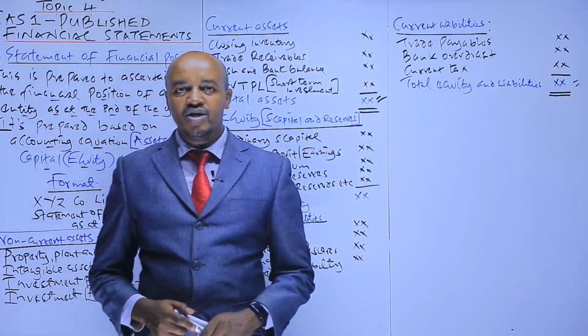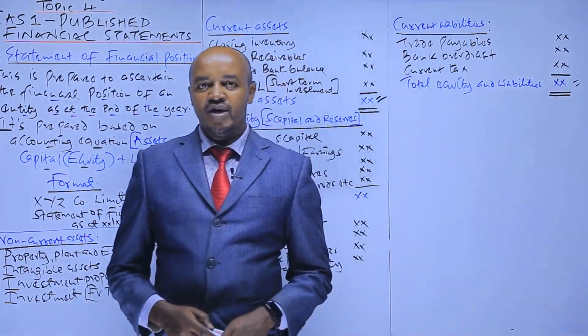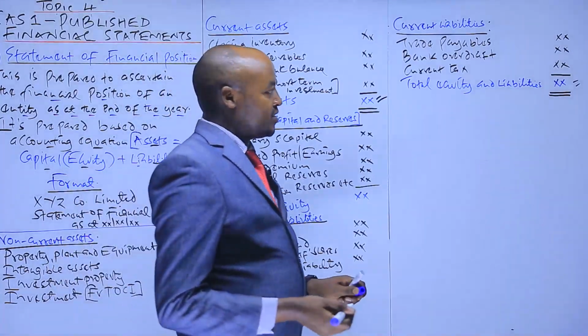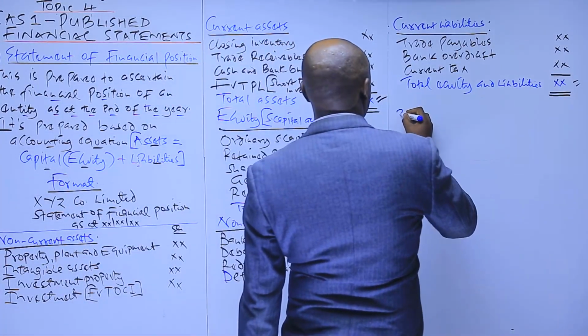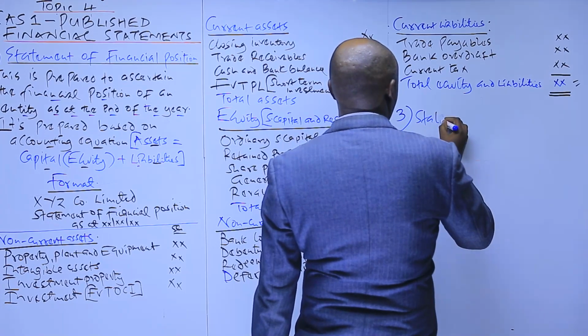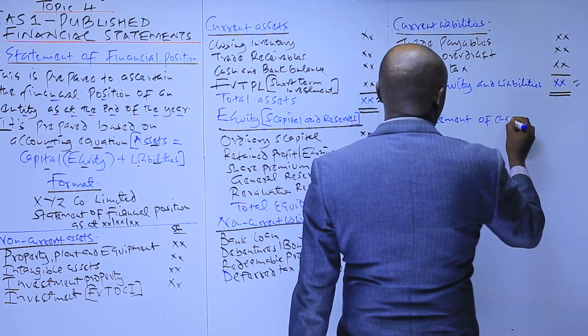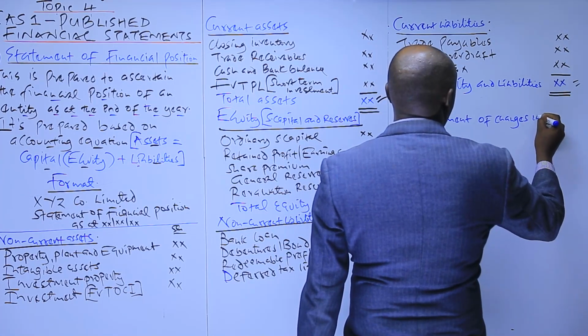So I want us to proceed and look at the third component. Remember that was component number 2 of the published financial statements. So the third component, number 3, is the statement of changes in equity.